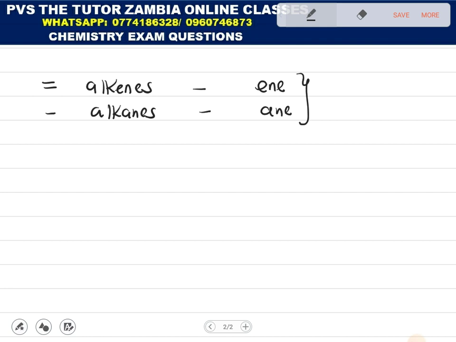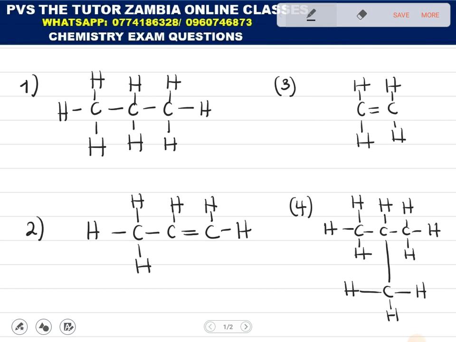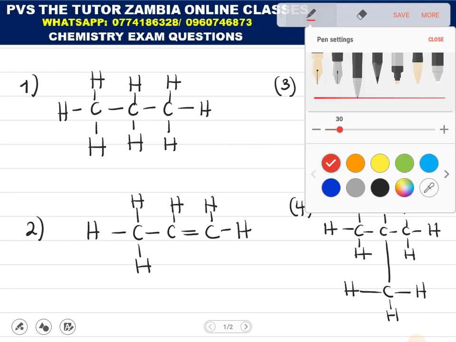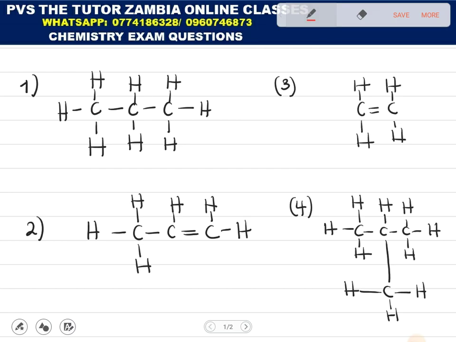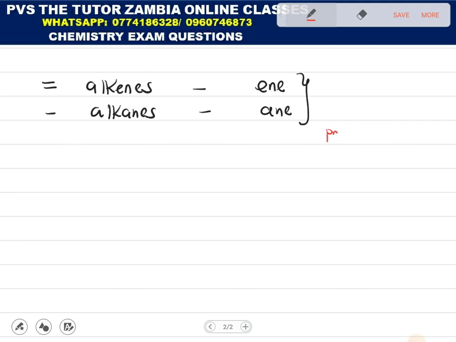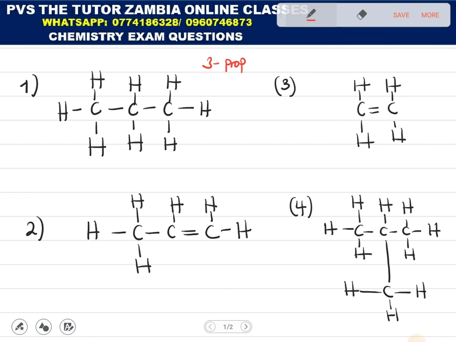So now, ladies and gentlemen, let's go here. To know the compound that you're dealing with, first count how many carbon atoms you have. In the first one, I have 3 carbon atoms, and 3 carbon atoms is what we call a prop. So this is prop, and we say this one is an alkane. So we add ANE here, which will give us propane. That's all, propane. You see how easy it is, right?